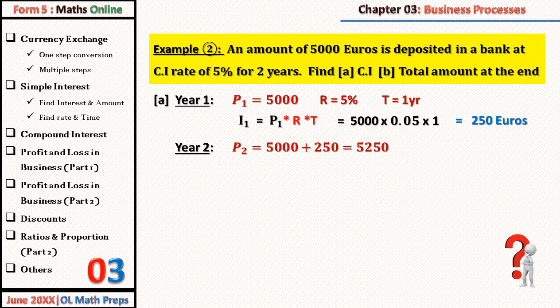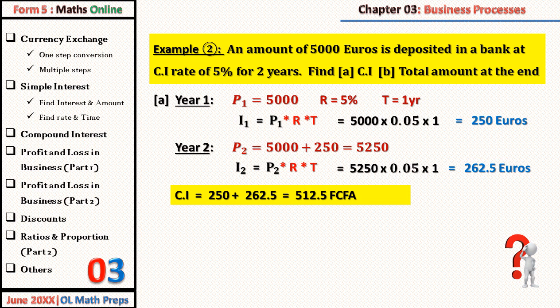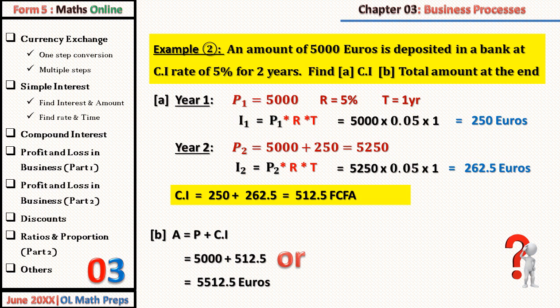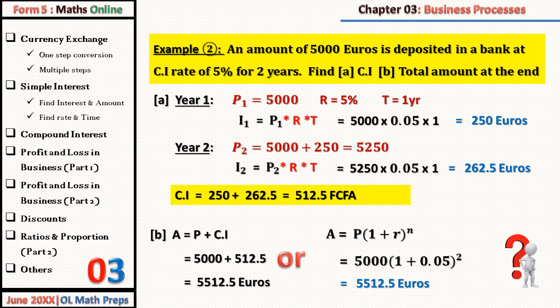5,000. As to begin the second year, we need this 5,000 plus this interest of year 1, giving us 5,250, and I2 will be principal times rate times time, which equals 262.5 FCFA. Therefore, compound interest is equal to 512.5 francs, and the amount at the end of the period is this principal at the beginning plus the compound interest, giving us 5,512.5 francs. Or we can use the formula and we'll have the same thing for the amount, 5,512.5 francs.